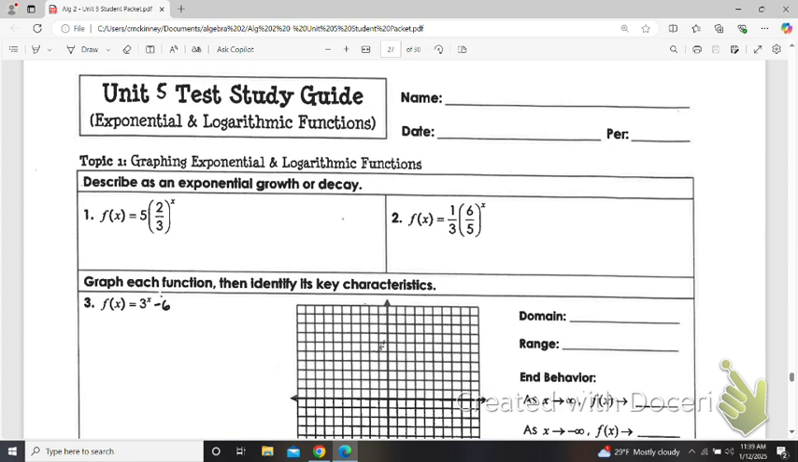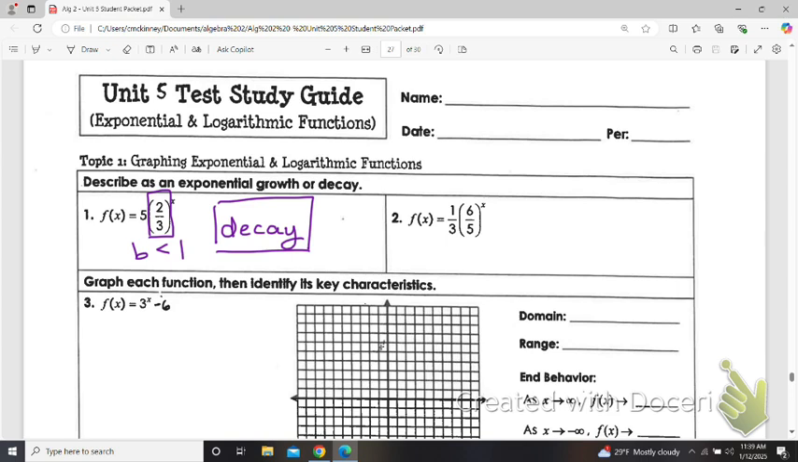All right, so first, when it says describe as exponential growth or decay, it is just asking you to make a choice, growth or decay. And you want to remember that how we know that is whether the base, and that's the one that has an exponent attached to it, is less than 1. In this case, 2/3 is less than 1, then we know that this is decay. Doesn't matter about the 5 in the front.